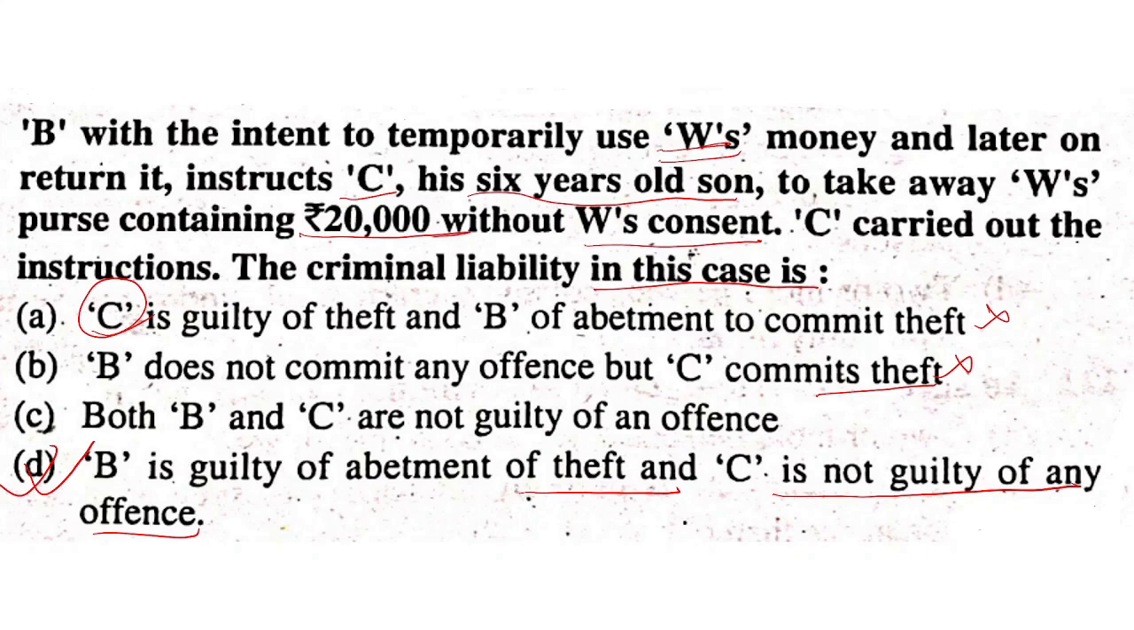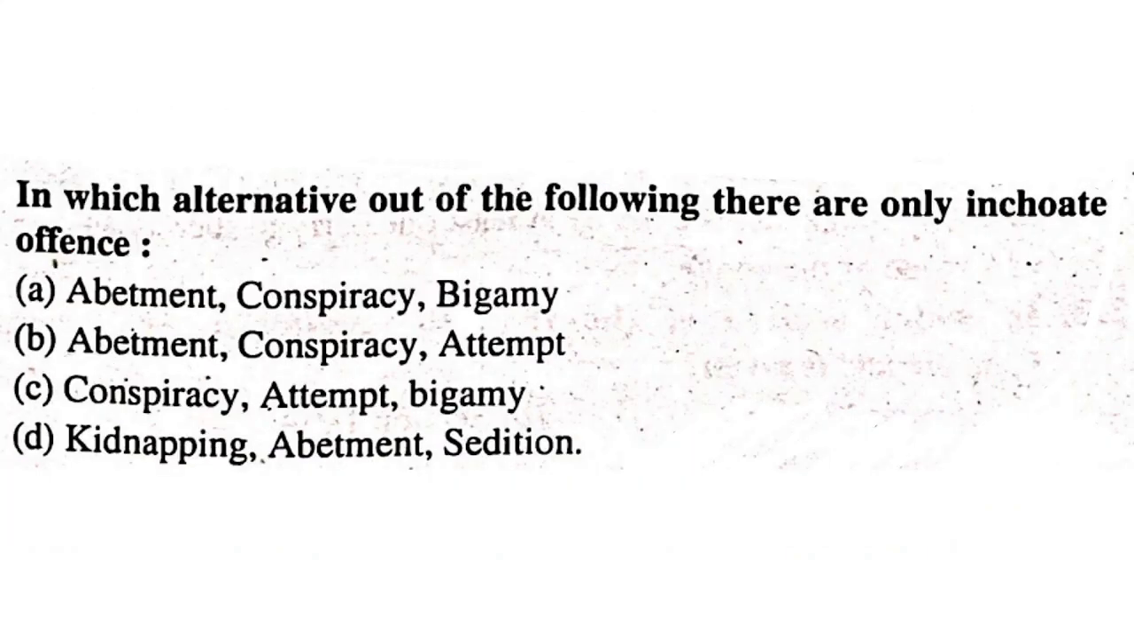B is guilty, C is not guilty because C is 6 years old. A child below 7 years old cannot commit any crime. In which alternative out of the following are there only inchoate offenses?